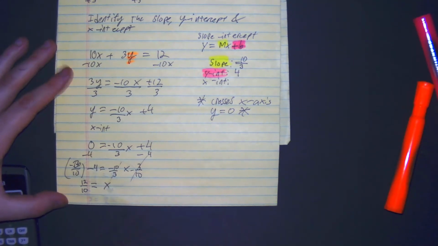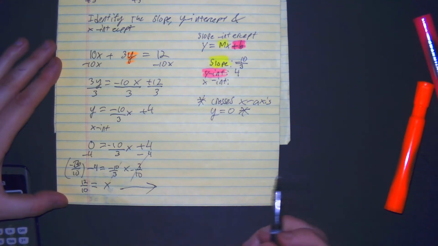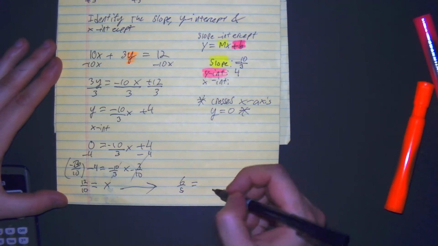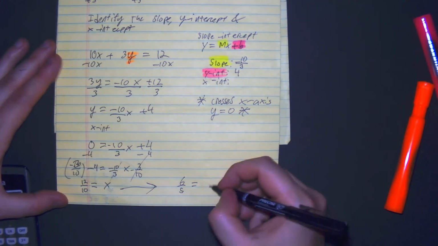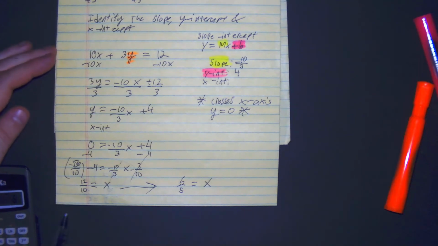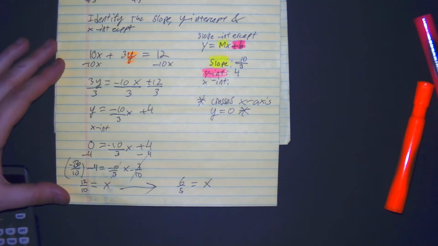equals x. Well, we can simplify that. 12 and 10 are both even, so it simplifies to 6 over 5 equals x. So you could say 6/5, or you could say 1.2, I think it is. 6 divided by 5, yeah, 1.2.